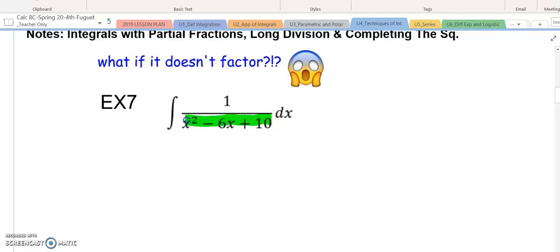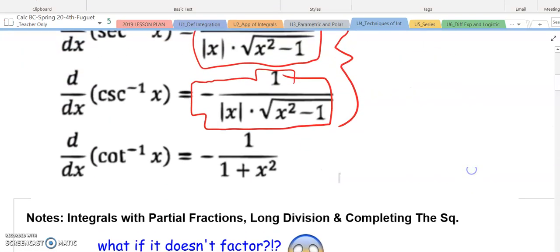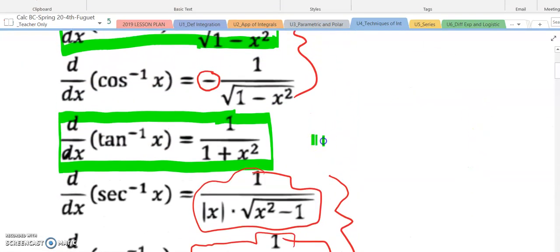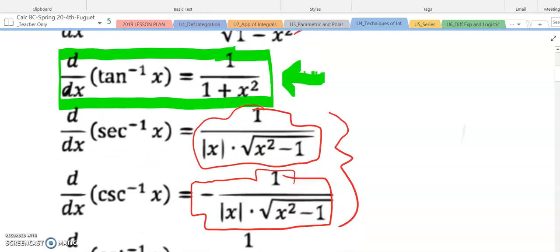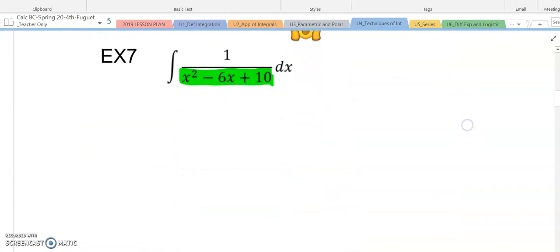But what we're going to take a look at right now is this expression, and my job is I want to try to use completing the square to rewrite this as inverse tangent's derivative. So if I can write it in the form 1 over 1 plus something squared, we now know that its antiderivative would be arctangent of that something. So let's go ahead and go through that example.